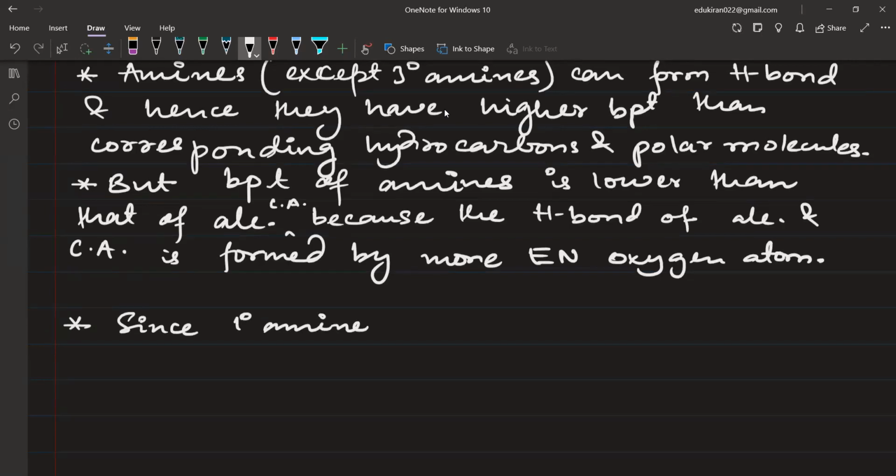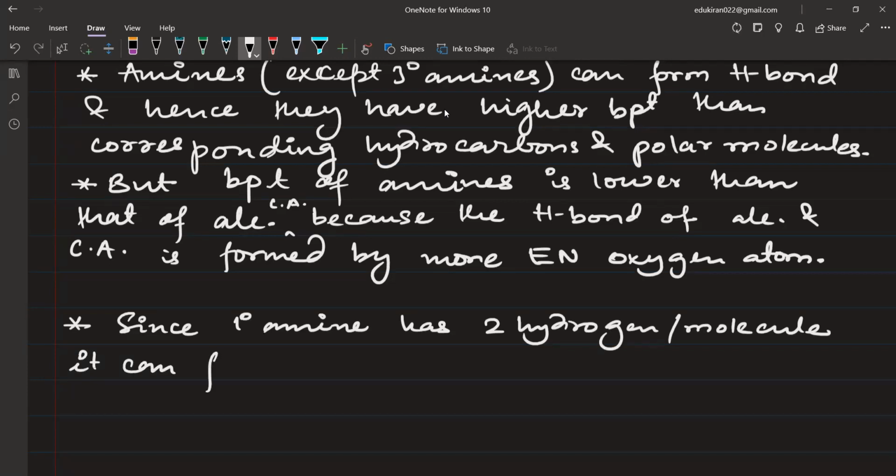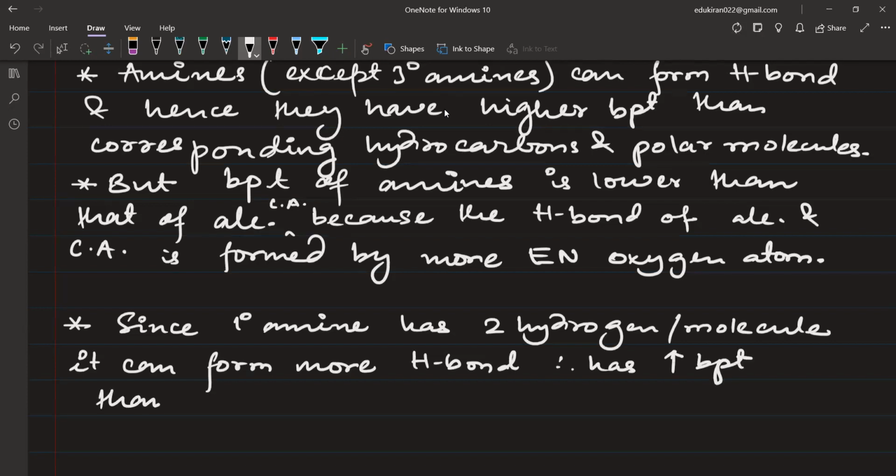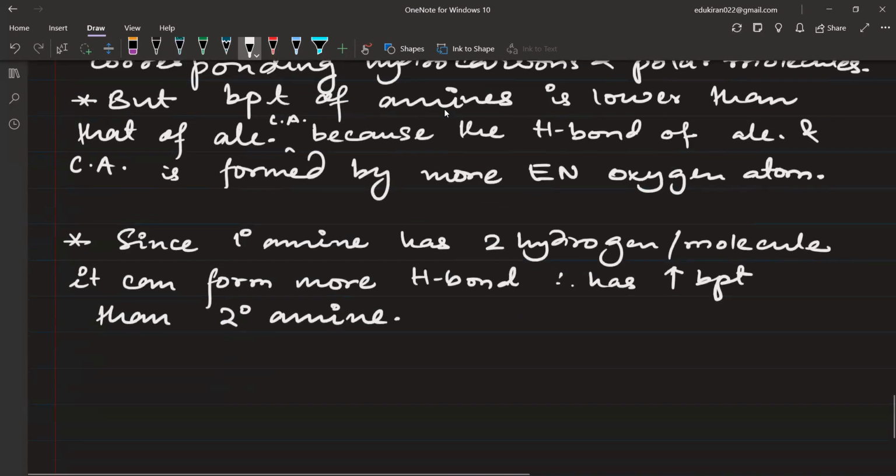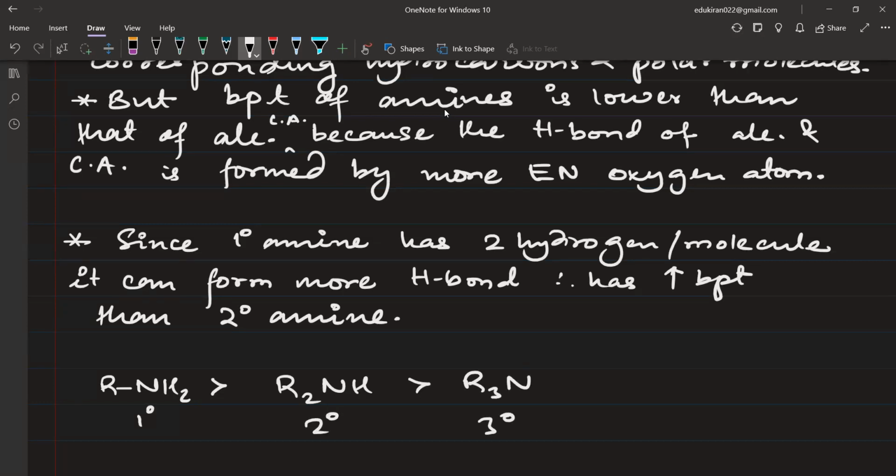Since 1 degree amine has 2 hydrogens per molecule, it can form more hydrogen bonds, therefore it has a higher boiling point than 2 degree amine. Okay, so which has the highest? RNH2, then after that R2NH, then R3N: 1 degree, 2 degree, 3 degree.